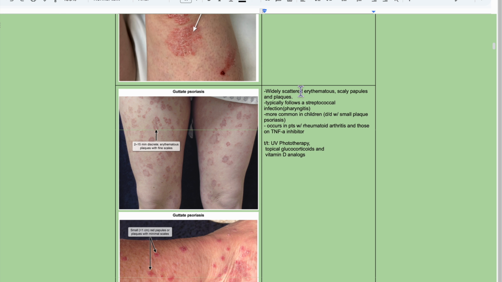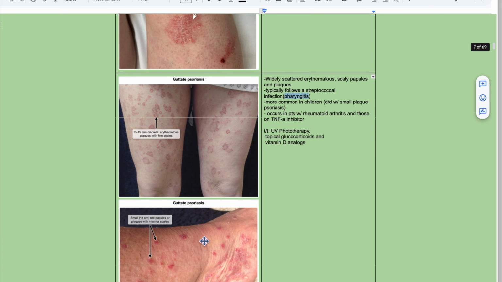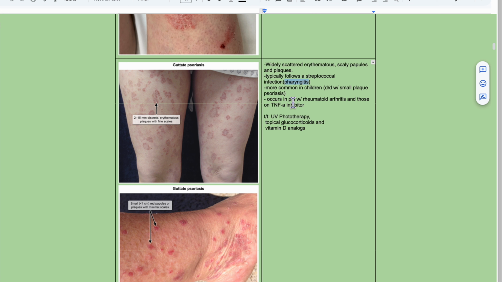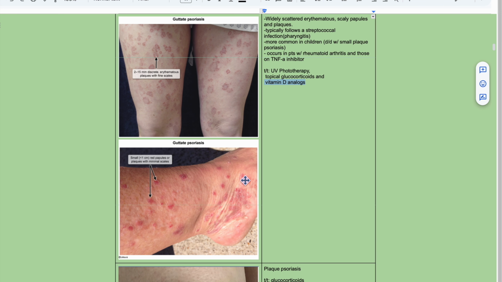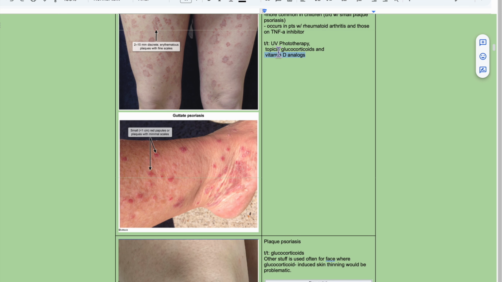So these are widely scattered erythematous scaly papules and plaques. Typically follows a streptococcal infection like pharyngitis. More common in children. So differential diagnosis is small plaque psoriasis. We'll come to that. It occurs in patients with rheumatoid arthritis and those on TNF alpha inhibitors. Treatment here is UV phototherapy, topical glucocorticoids, and vitamin D analogs.